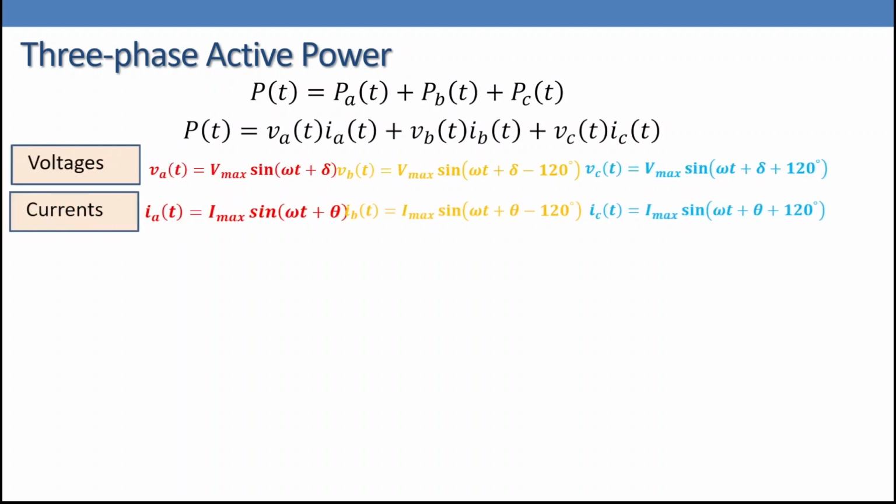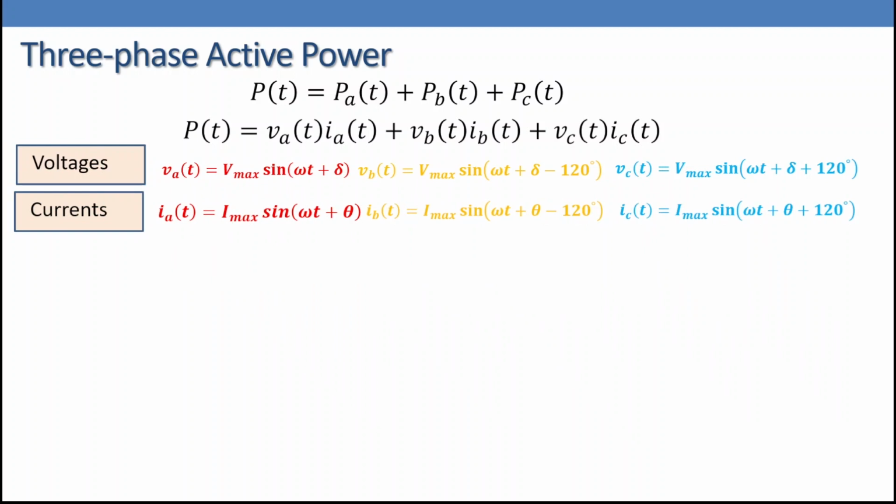So let us identify the voltages and currents. So vA of t, for example, equals V maximum sine omega t plus delta. And definitely vB of t and vC of t are shifted minus 120 and plus 120 from this delta. Delta is taken from the reference. The reference is 0 angle. And for the currents, iA of t equals I maximum sine omega t plus theta.